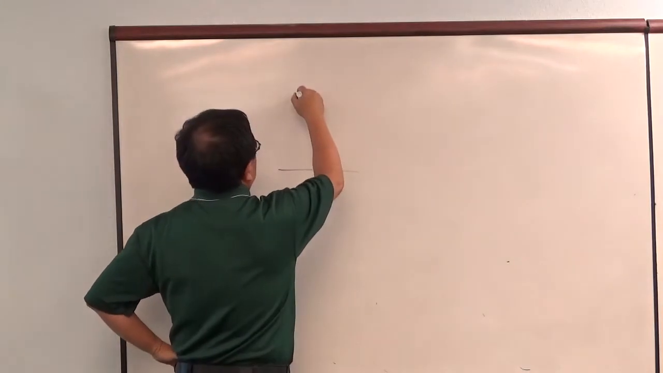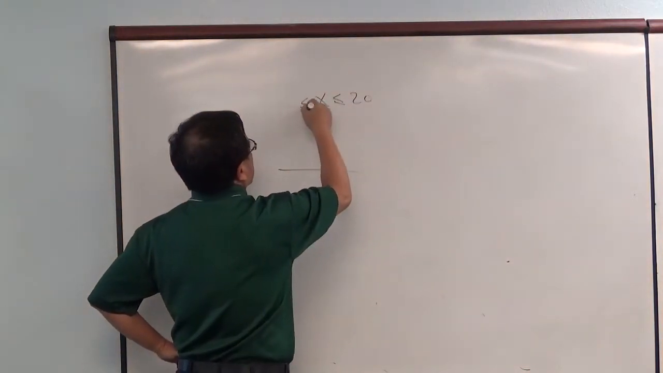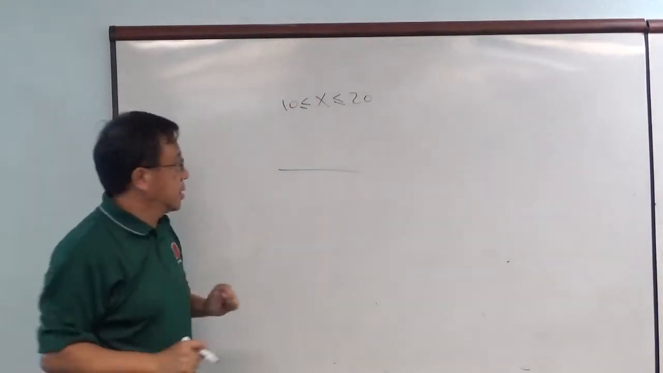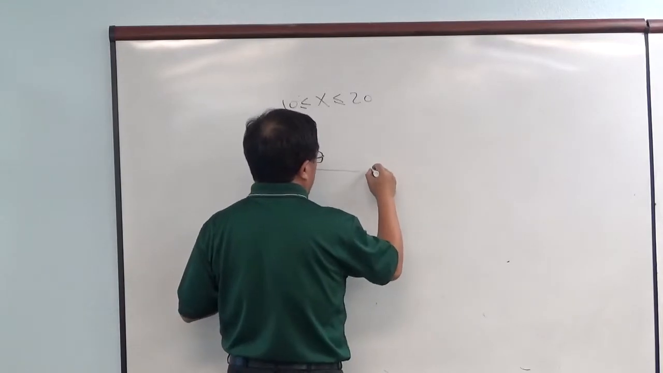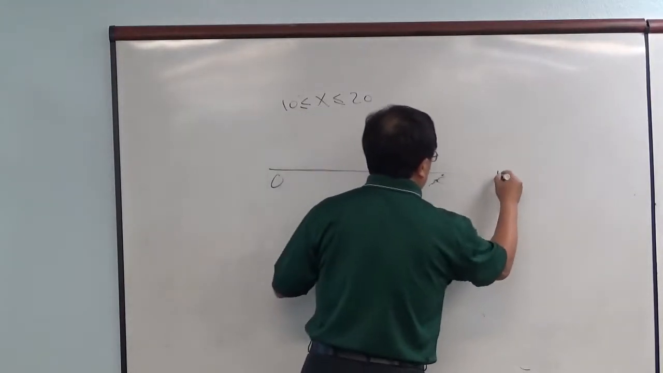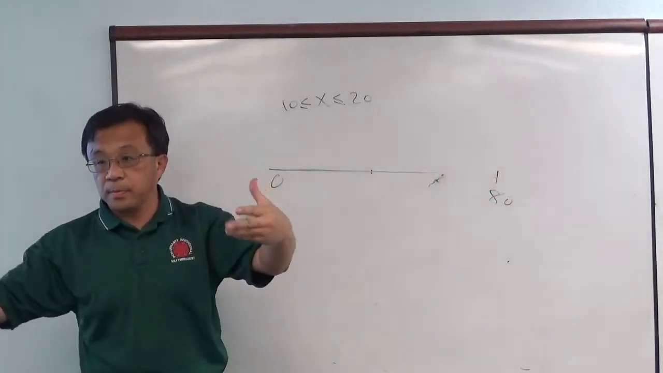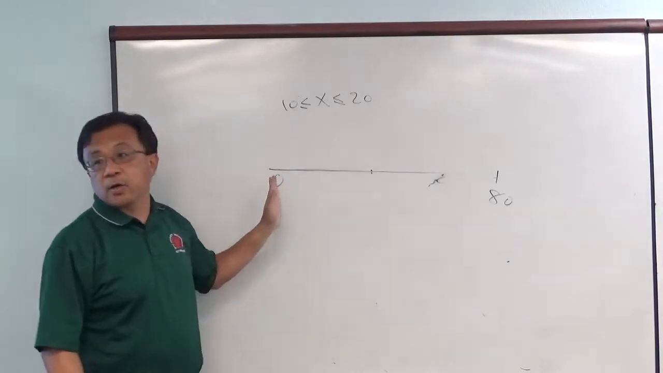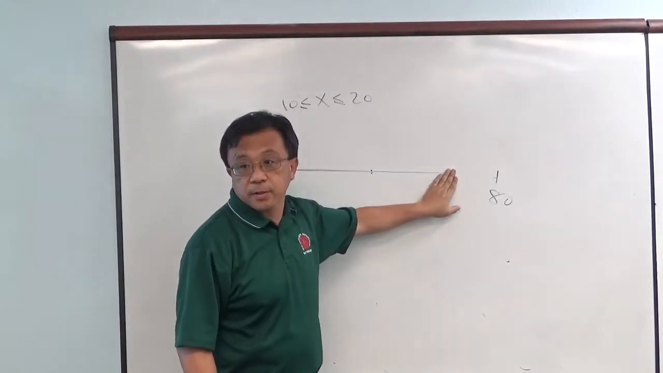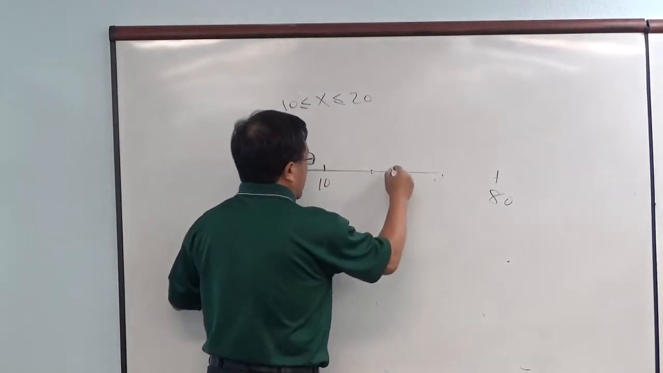Okay, we're trying to find between x less than or equal to 20 and greater than or equal to 10, including 10 and 20. So x takes a value from 0 all the way to 80, because you only interviewed 80 people. In the extreme case, 0 people said yes. Another extreme, all 80 people said yes. I have 10 here, and I have 20 here.